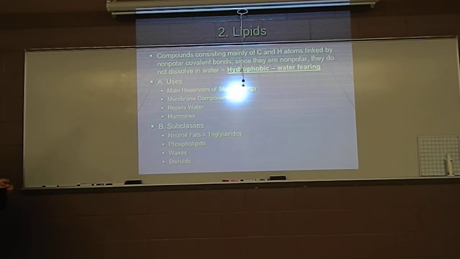The uses of lipids are main reservoirs for storage of energy, membrane components. They repel water, so they're on surface coatings, and then there are hormones, which are messengers. The subclasses, the subtypes of lipids are neutral fats. We call those triglycerides because they have 3 glycerol tails, so that's why they're called triglycerides. Phospholipids, lipids with a phosphate group attached to them. Waxes and steroids.